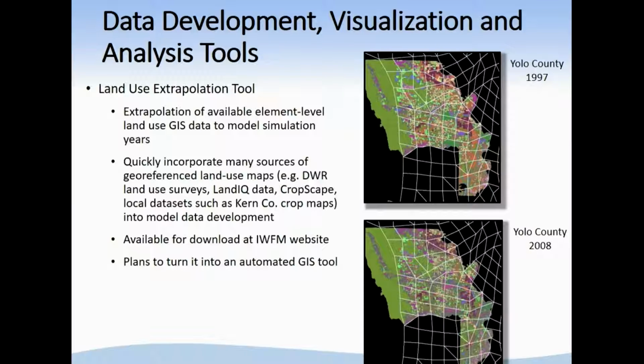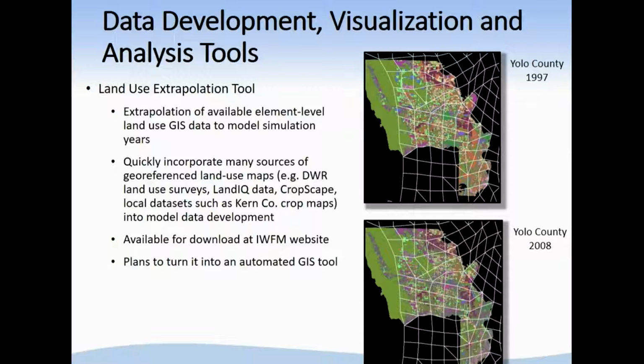If you look at the GIS data that is available for land use, they're very sporadic. Like this is, for example, an example for Yolo County. If you go to DWR's land use website, you'll see that there's GIS data for land use for Yolo County for 1997 and 2008. The question is, how can I take this information for 1997 and 2008 and then fill in the years in between for each of these elements for land use?